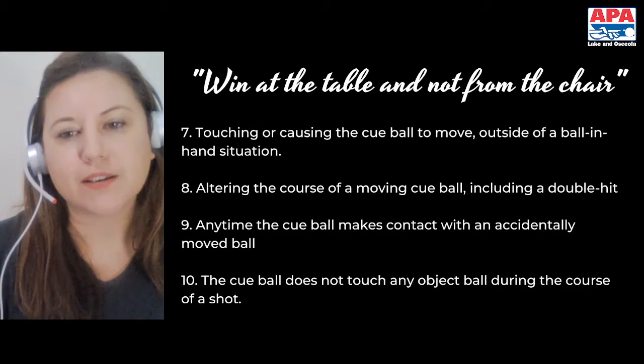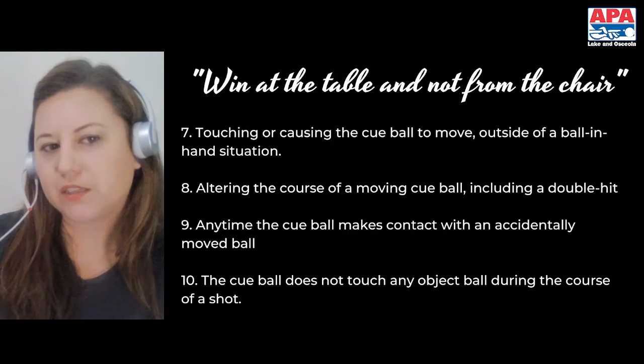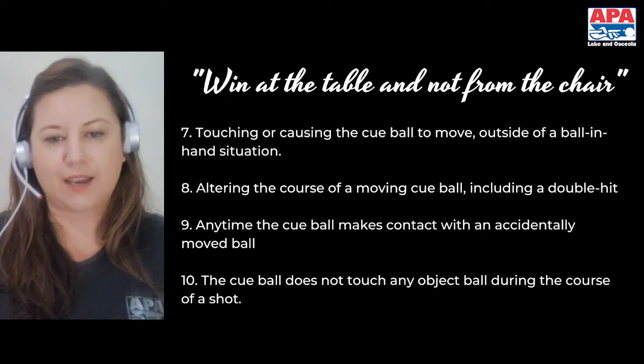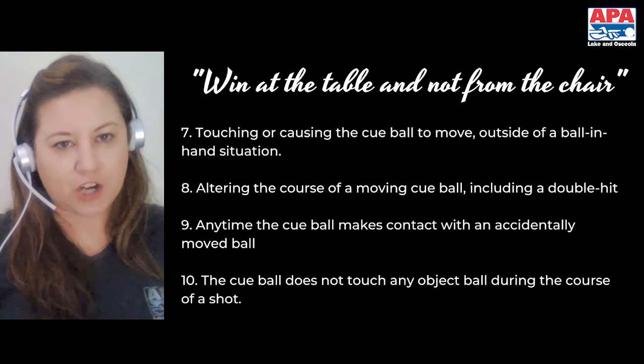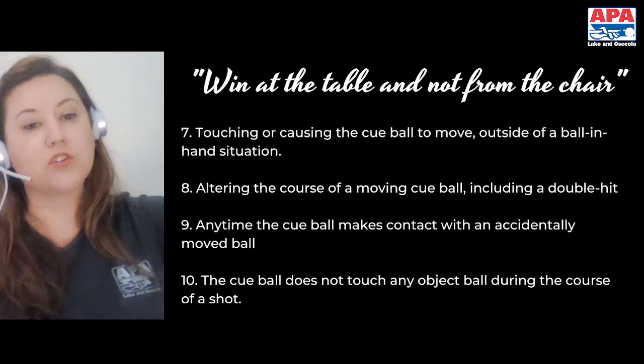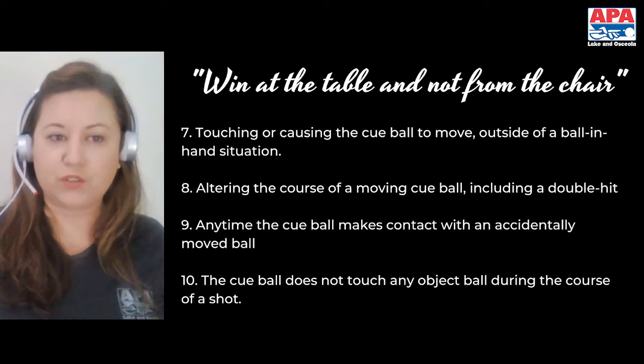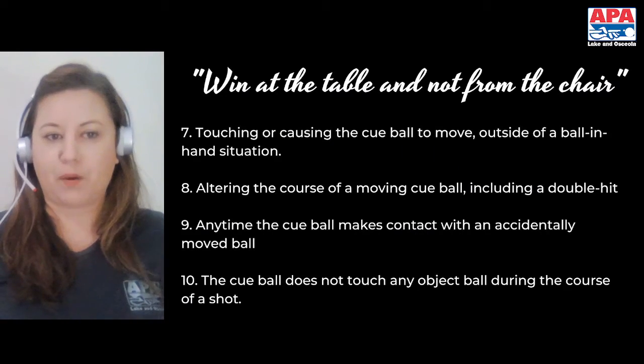Anytime the cue ball makes contact with an accidentally moved ball. So this is another fun one. You can read through the accidentally moved ball rules and guidelines. But if during the course of a shot, I accidentally hit a ball with my hand, and that cue ball travels all the way around the table and hits that accidentally moved ball, technically I've altered the course of the cue ball, and at that point it's a ball in hand foul.